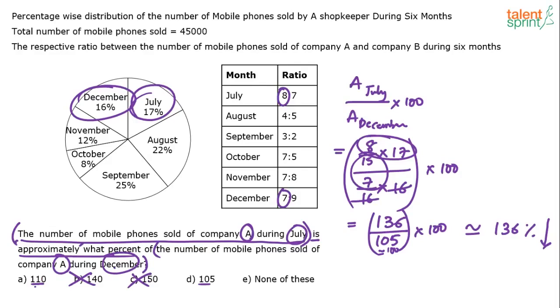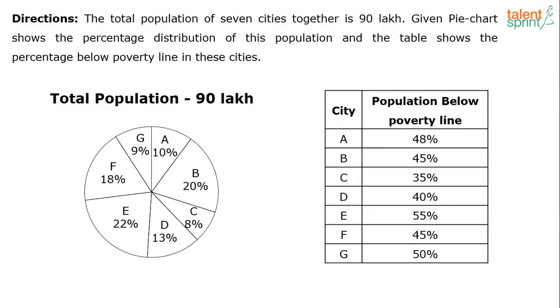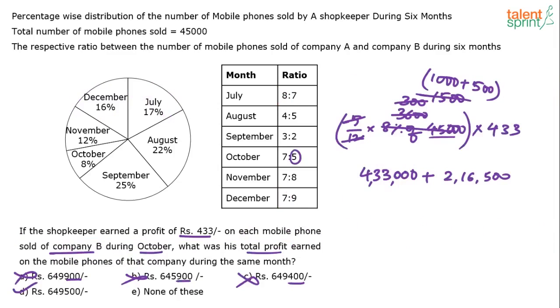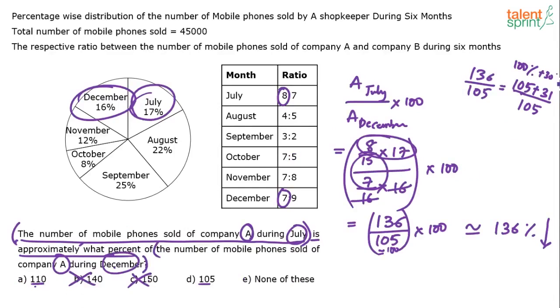If I have to do a precise calculation, it is like this: 136 by 105. This is what I am looking at. So 136 by 105 can be taken as 105 plus 31 by 105. So 105 by 105 is 100%. 31 by 105 is approximately 30%. So somewhere around 130%. It cannot become 110 or 105%. It should be close to 130%.